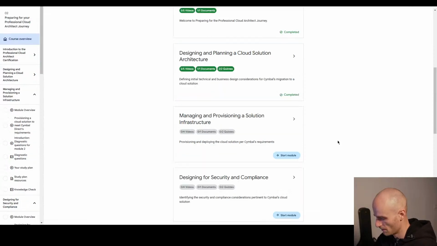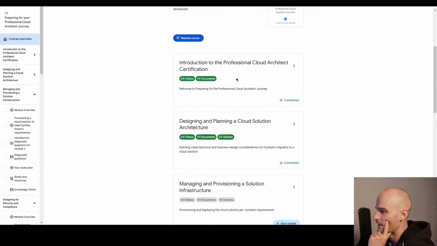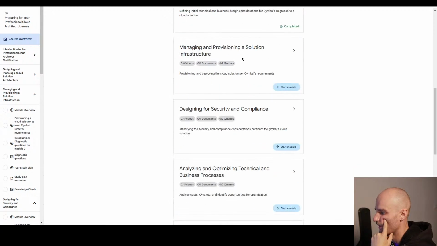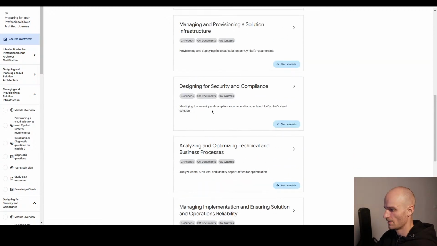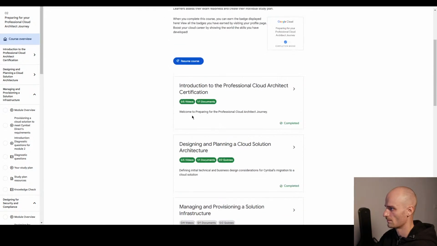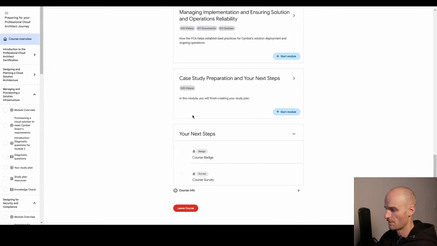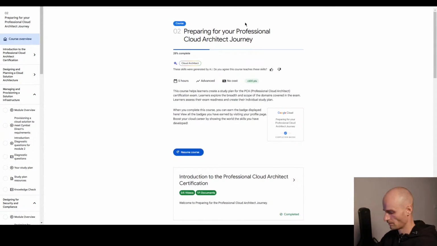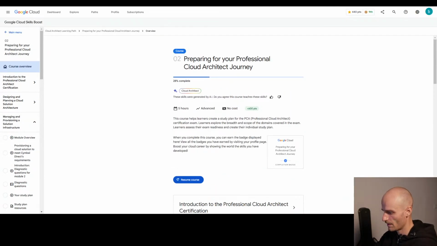Okay. So I completed the first one, today I completed this one. And now I need to complete the managing and provisioning a solution infrastructure. Okay. Muy bien, muy bien. Let's go.